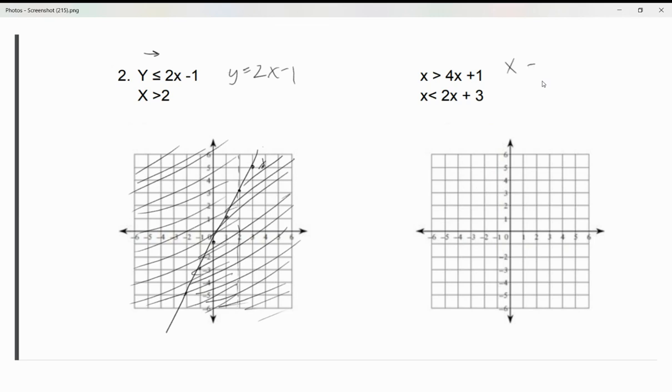Okay, y equals 4x plus 1. y equals 2x plus 3. Okay, this one starts at 1. We go up like that, then like that, right? Like that. So this is a dotted line, so we will just go on like that. Opens up to the left, so we shade to the left.